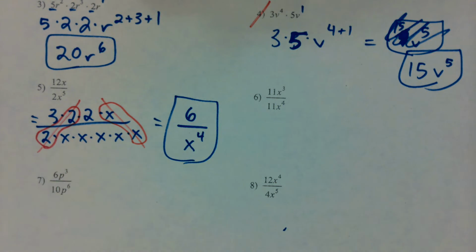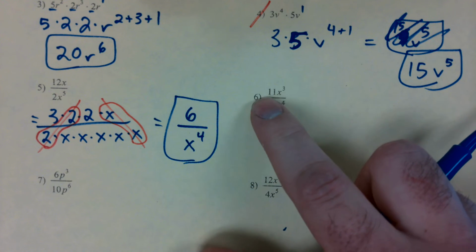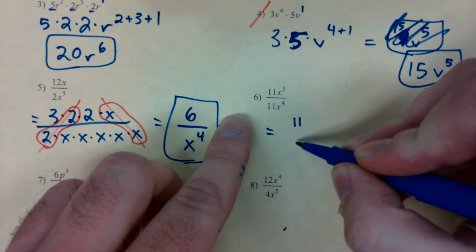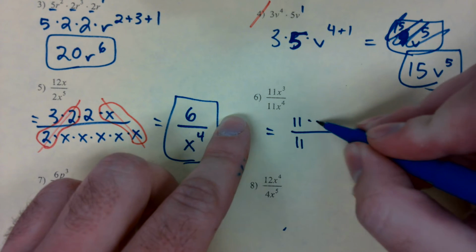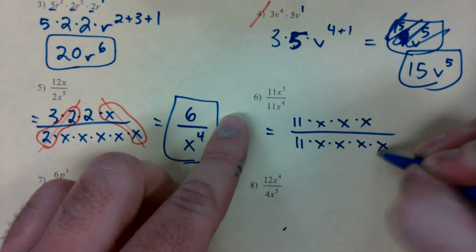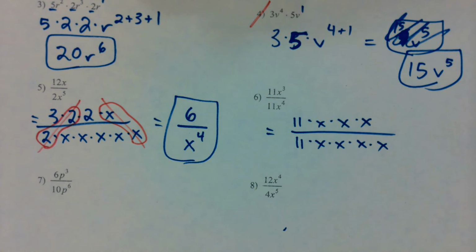We're multiplying here. Number 6, this is where I saw a lot of people writing 11 a bunch of times. There's only one 11 on the top and one 11 on the bottom, but there are a bunch of x's, right? So that's what our expansion looks like there for number 6.